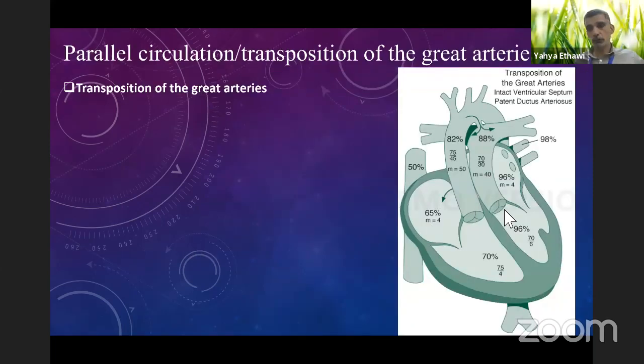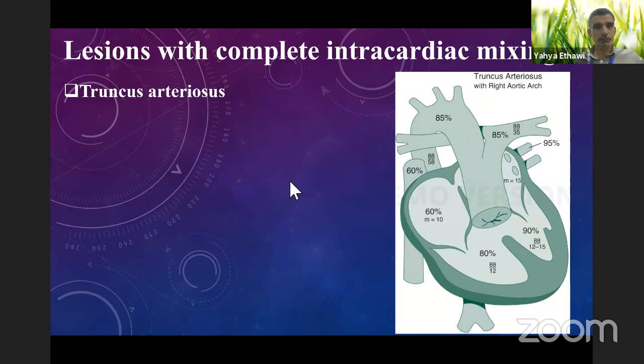Transposition, or switch. Remember that the pulmonary artery is anterior and to the right, while the aorta is posterior and to the left. And on echo, you will never see the pulmonary artery and aorta in the same direction. Always they are crossing each other. So if you see them in the same direction, this is probably TGA.